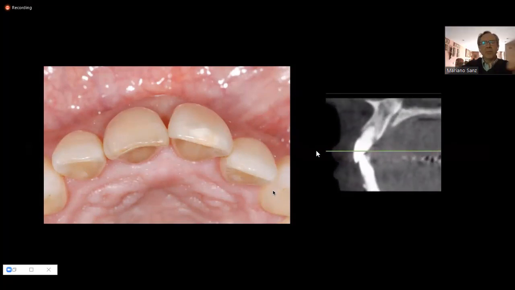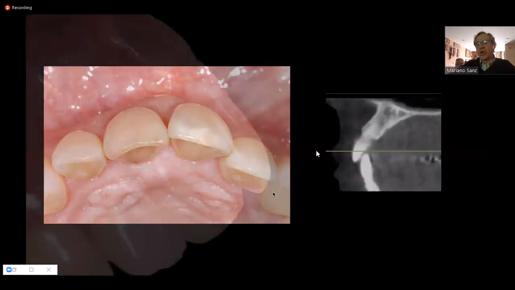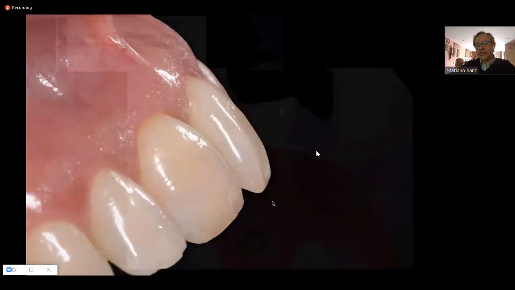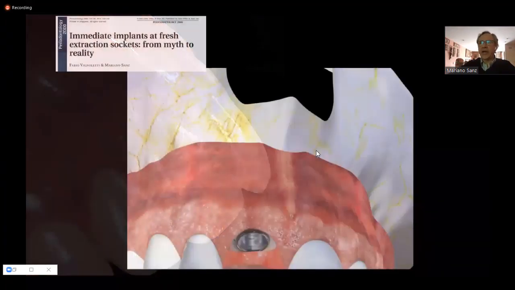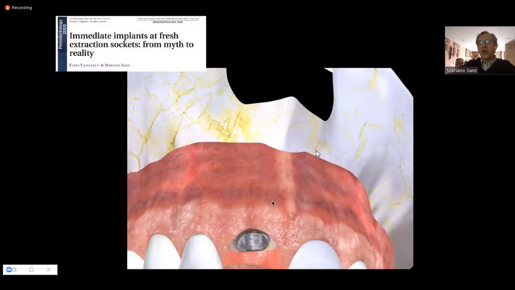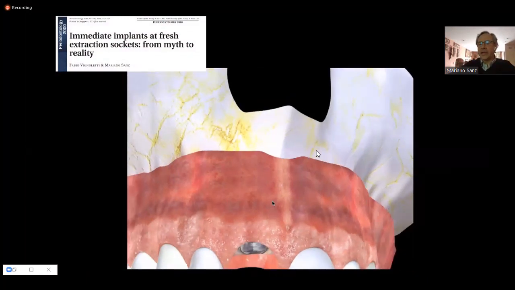Well, we can, but we have to modify the technique a little bit in order to minimize that lateral pressure. And also we need to modify the matrix to make it more resistant to lateral pressure. So you see this particular patient, and you see how we are going to do the technique.